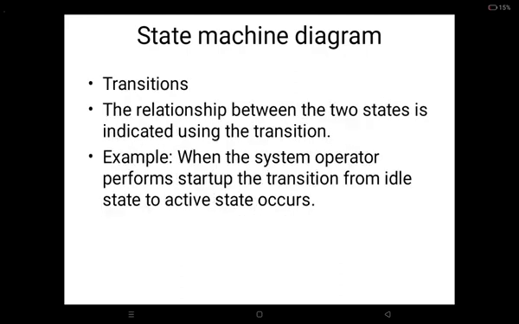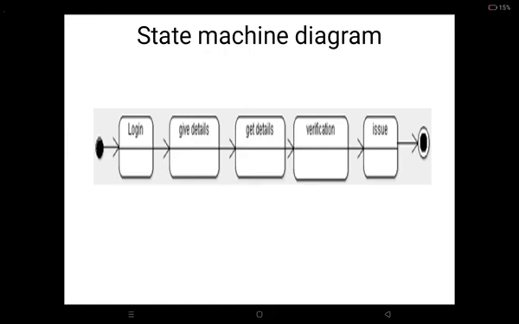Okay, transition. This is the third component of the state machine diagram. Transition is nothing but the relationship between two states. The connection between the two states is represented by the transition. Okay, so this is the example. See, the login is one, then give the details, then get details, verification, issue. This is an example of a state diagram.